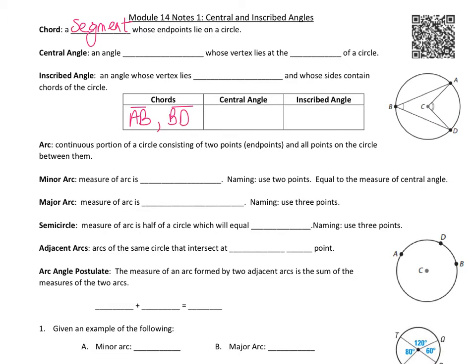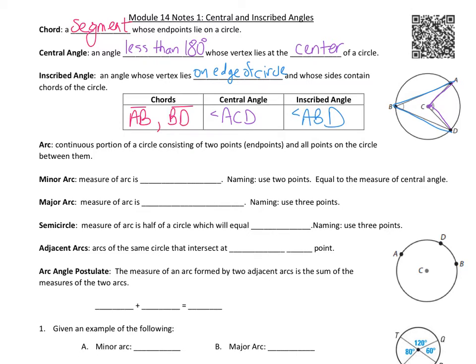Our central angle has to be an angle that's less than 180 degrees, and the vertex has to be in the center of the circle. So notice over in our picture that C is the center of our circle, so this would be our central angle, which would be written as angle ACD. An inscribed angle then is an angle whose vertex lies on the edge of the circle. So in our picture, that would be angle ABD.